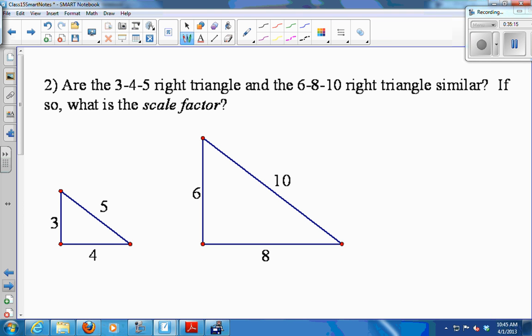So are these two triangles similar? Yeah, how do you know? It's twice as big. They're the same shape. The second one is just blown up by a factor of 2, right? So my scale factor here is 2.